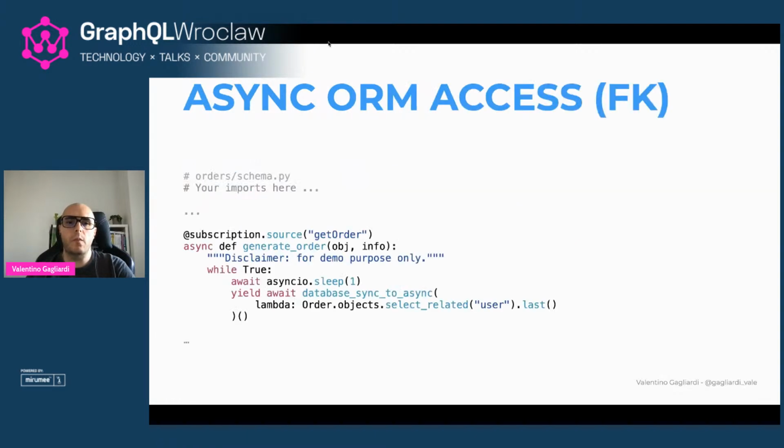And to make this work, we can use select related, which forces the evaluation of the foreign key relationship inside the asynchronous context. And here again, we have database sync to async, we have a lambda function, and we get the last order from the database by issuing just a slightly bigger query to fetch also the related user. And this will make the subscription work.